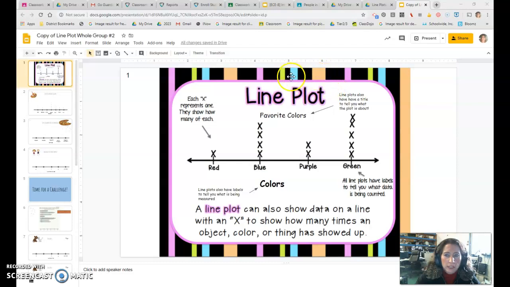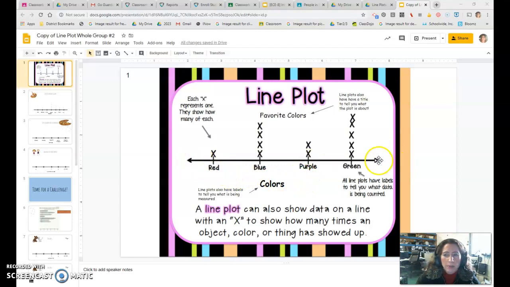So if you look at the slideshow here, you're going to follow along as I discuss what that line plot is about, okay? At the very top it says favorite colors. That's your title of what the line plot is that we're talking about, okay? At the very bottom, you're going to have a label. It tells you what is being measured. So in this case, we have colors that are being measured. The data that represents the colors is going to be on the line.